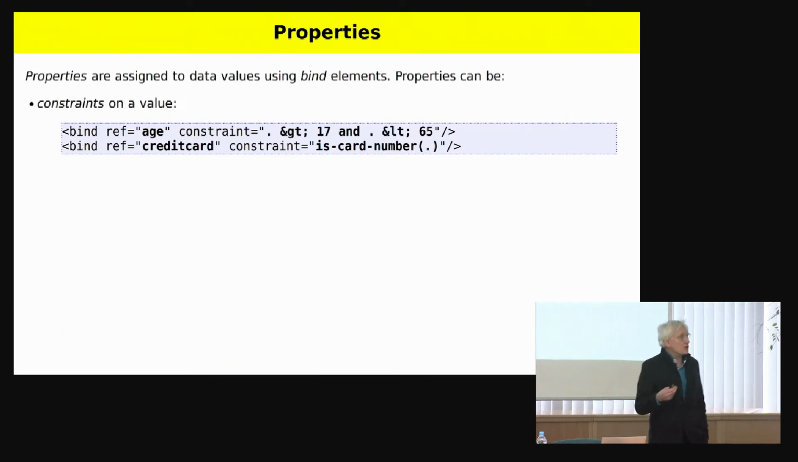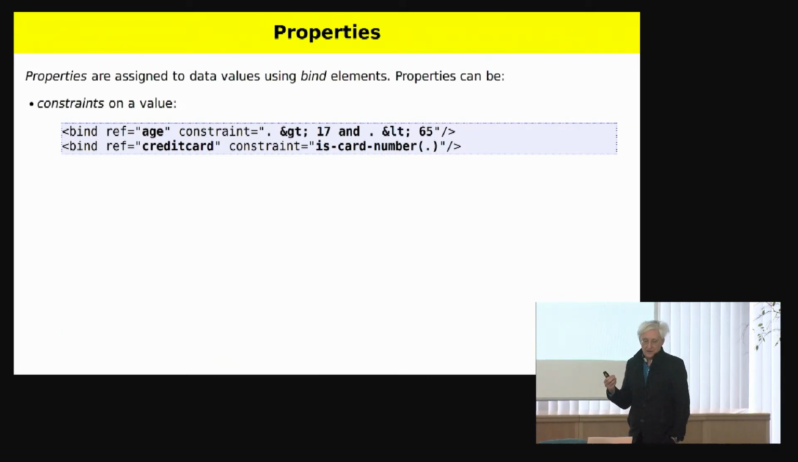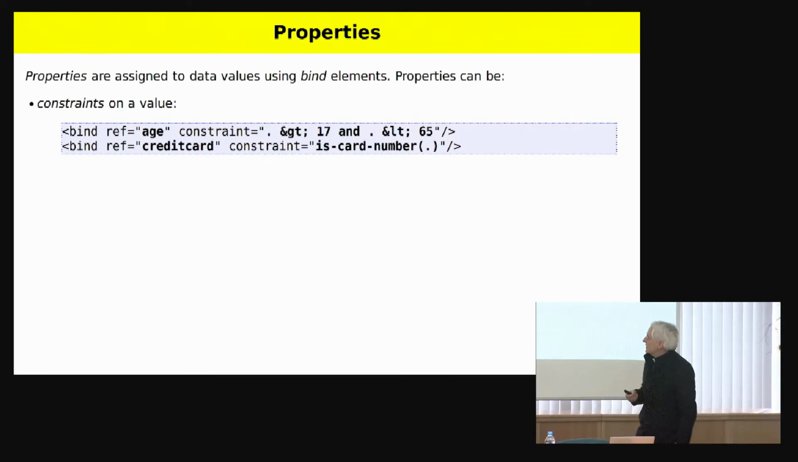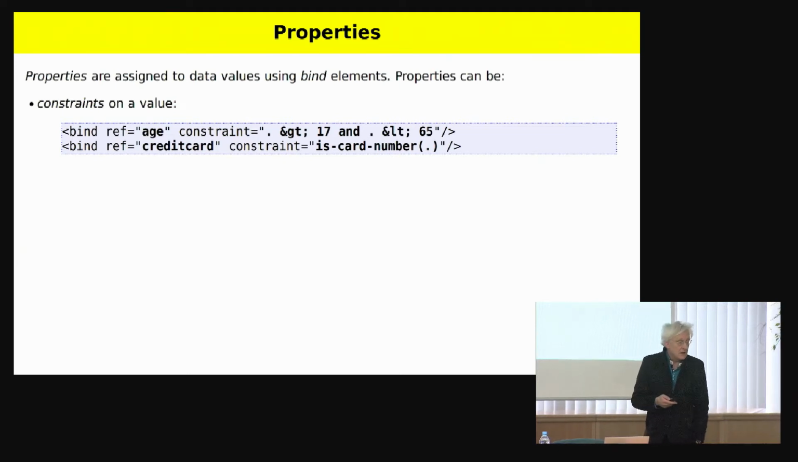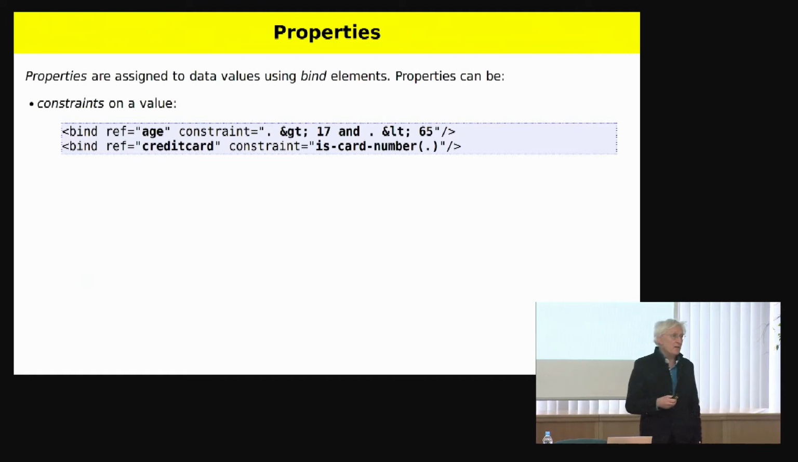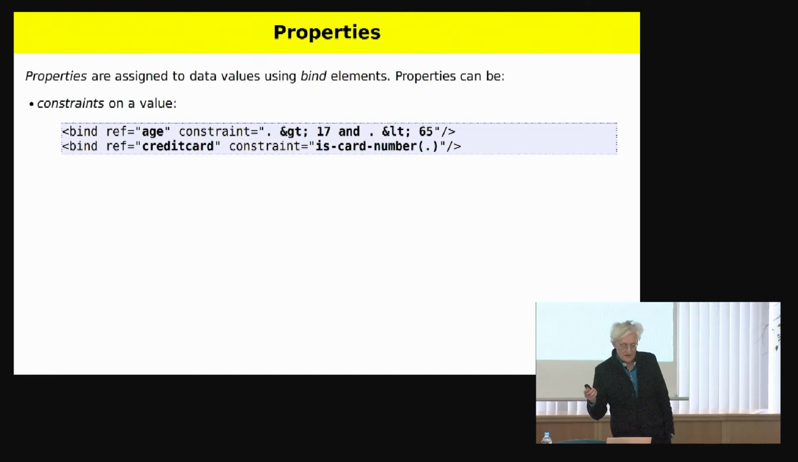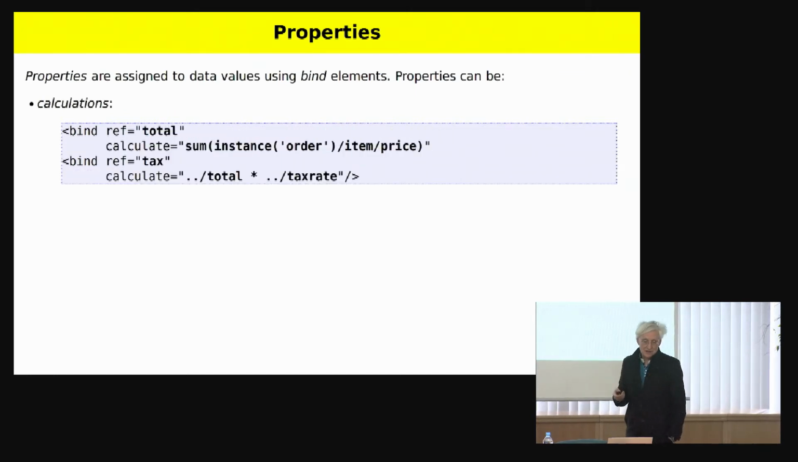You can add extra constraints apart from types. So, for instance, in this case, you can restrict the age to being within a certain range, or there are functions available. So for a credit card, you can apply the function that tells you whether a credit card number is actually a valid number, so that you can check that it's correct. You'll see a lot of these working in a moment.